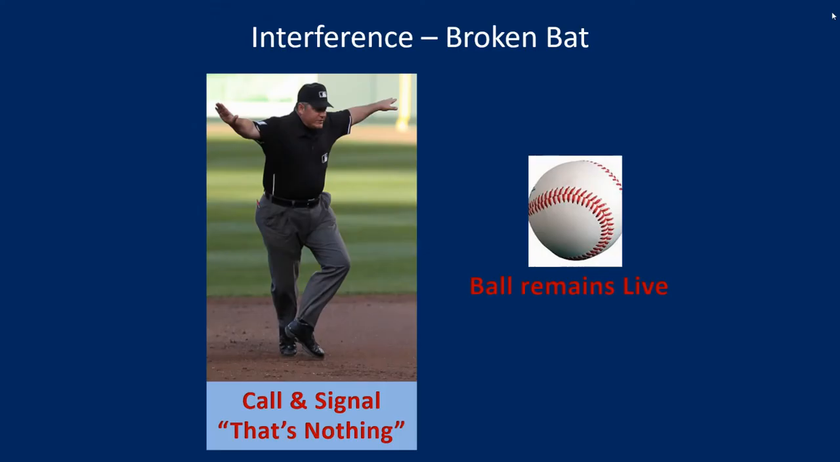And there you can see the handle, the batter dropped it right near home plate. So hopefully that doesn't happen. We don't want anyone to get hurt. But if it does, that is the ruling. For interference with the broken bat, we call and signal that's nothing, and the ball remains live because it is not interference when the bat breaks.